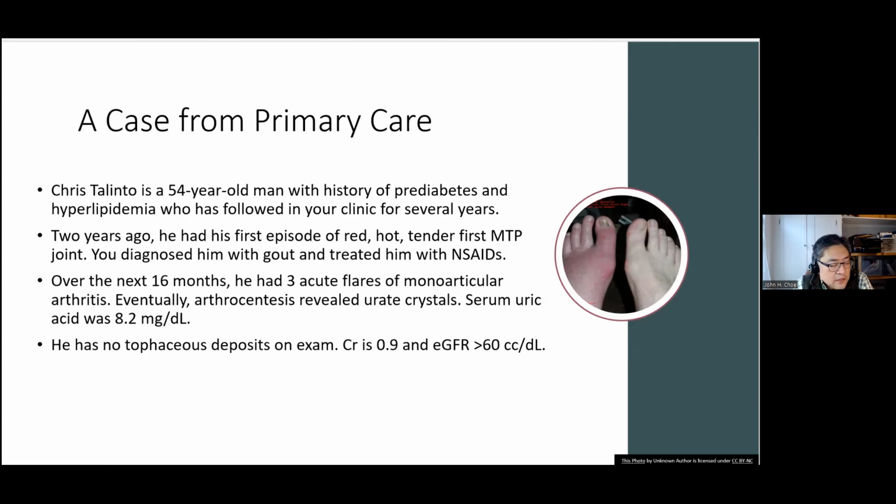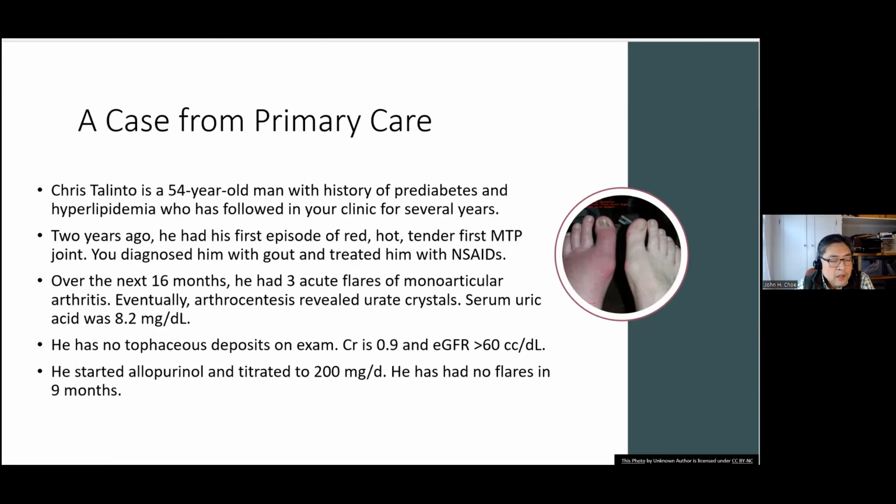Serum uric acid at some point early on in this was 8.2 milligrams per deciliter. On examination, he has no tophaceous deposits. His creatinine is normal, as is his estimated GFR. You started him after these multiple events on allopurinol and eventually titrated up his dose, started him at 100 and titrated up to 200 milligrams. And over the past 9 months, he has had no flares of gouty attacks.